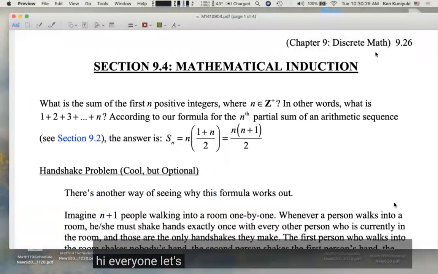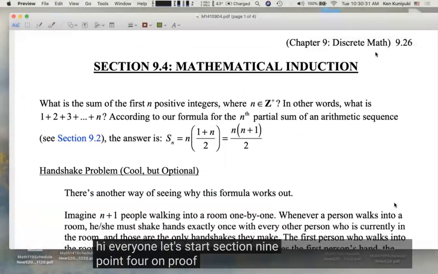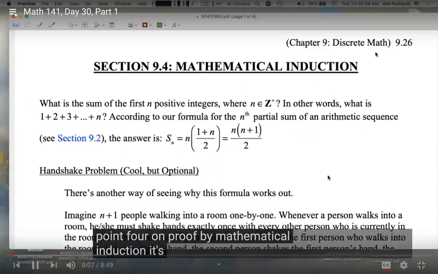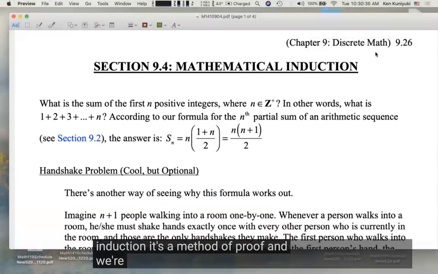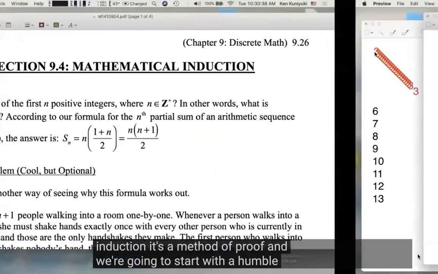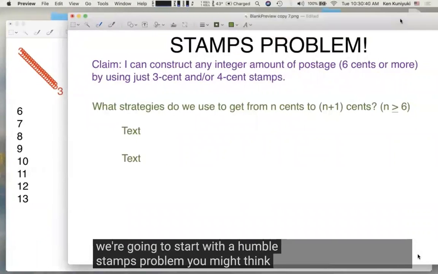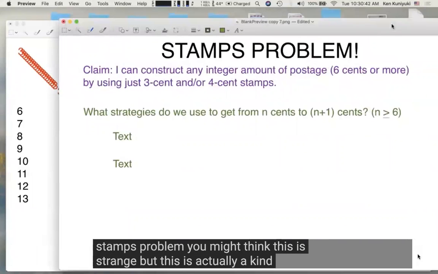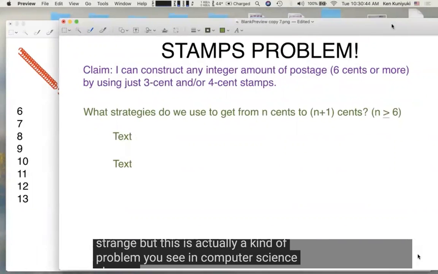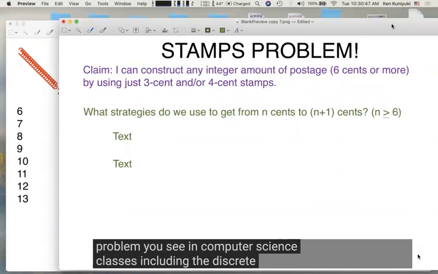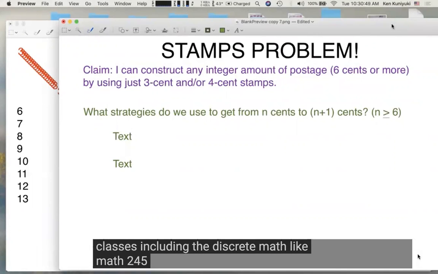Hi, everyone. Let's start section 9.4 on proof by mathematical induction. It's a method of proof. And we're going to start with a humble stamps problem. You might think this is strange, but this is actually a kind of problem you see in computer science classes, including discrete math, like Math 245.